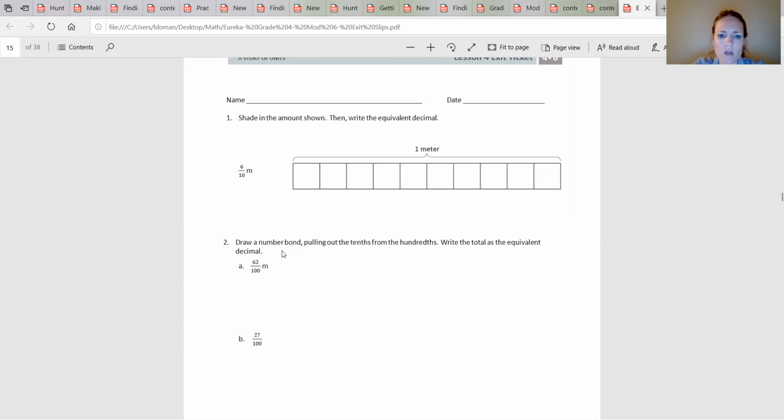Okay, number 2, draw a number bond, pulling out the tenths from the hundredths, write the total as equivalent decimal. You do not have to write a number bond. If you want to, you can. We are not requiring it at this time. We are just looking for you to tell us 62 over 100, what that would be, okay, as a decimal. So if I have 62 over 100, then it would be 0.62. And again, the 62, because it's over 100 and it's showing me that hundredths place. Okay, so go ahead and do B.